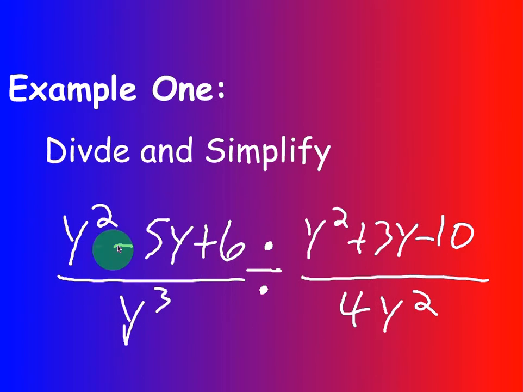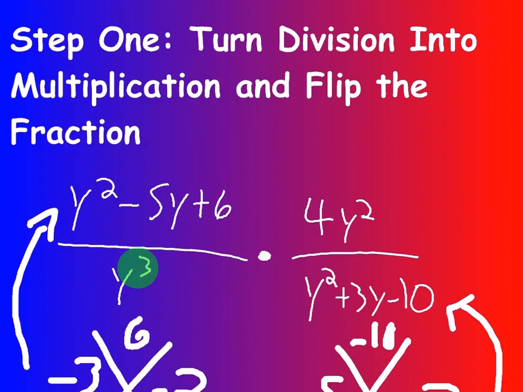So we have y squared minus 5y plus 6 over y cubed, that fraction divided by y squared plus 3y minus 10 over 4y squared. So based on what I just told you, what are you going to do with this expression to turn it to multiplication? Yep. So the 4y squared is going to go on top. This is going to go on bottom, and that will change to multiplication. I'll give you a second to copy that, and then we'll look at what that looks like.